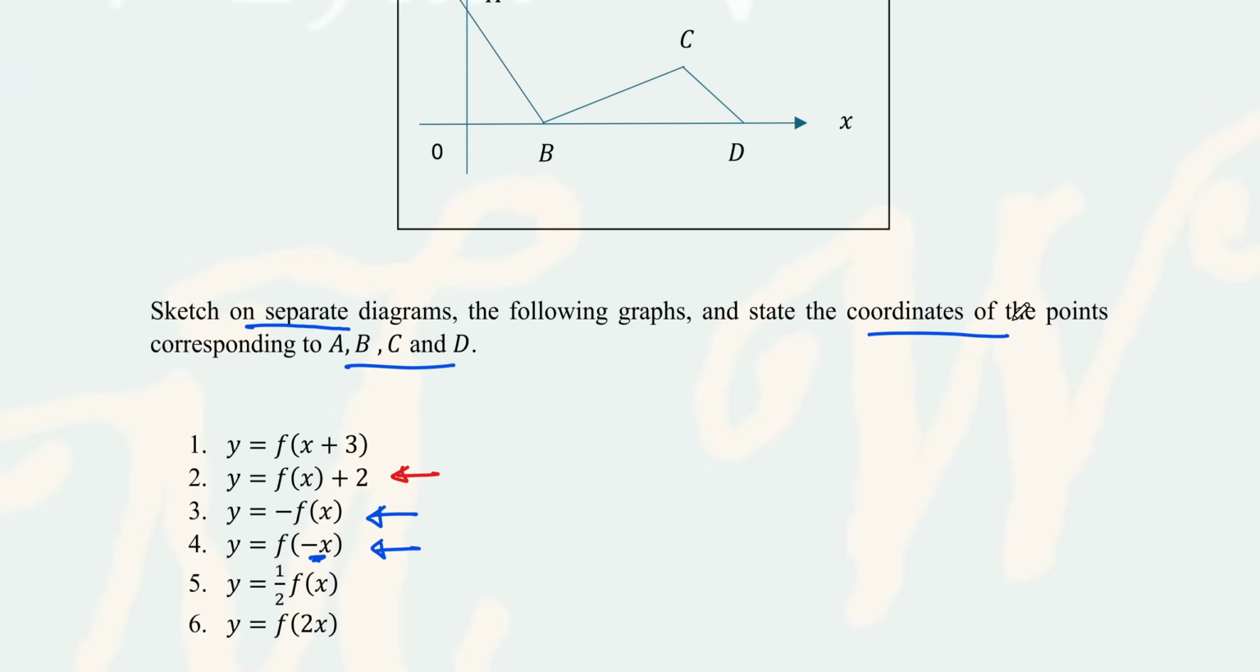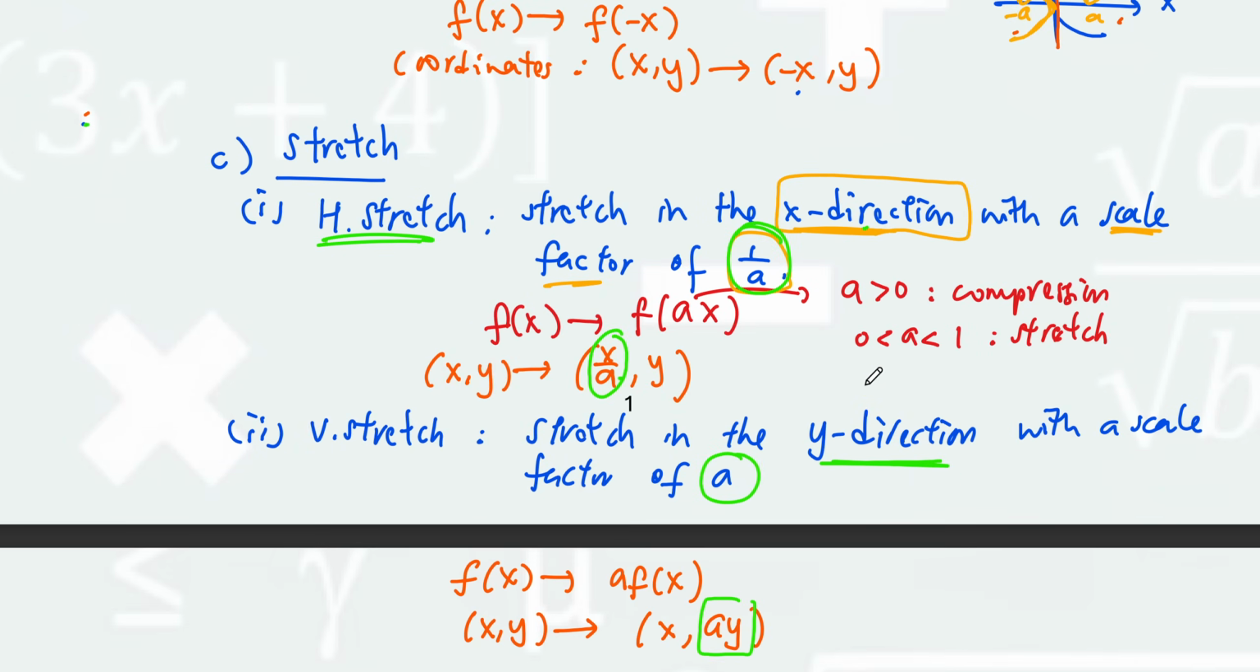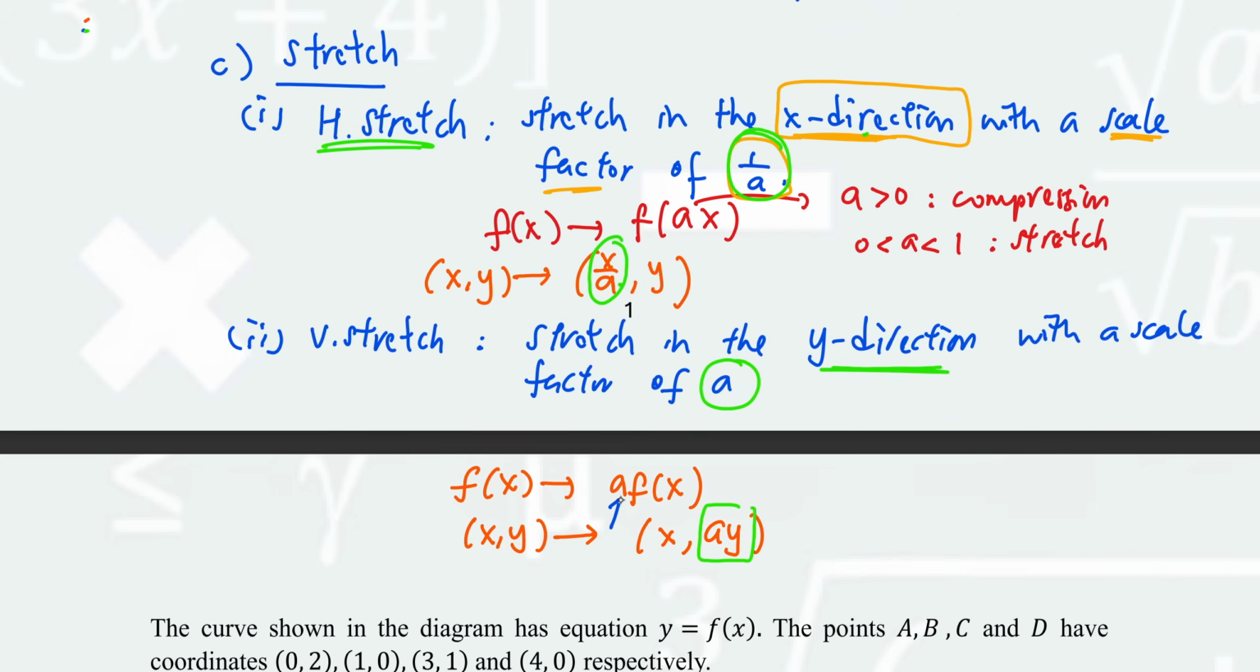Now, question number 5. You need to get half f(x). You see the half is outside, it is not together with the x. That means this will be the effect. This will be giving you the effect on the y values because the half is not with the x. Alright, so now let's check. If you times the constant outside, it will be a stretch in the y coordinates with a scale factor of a. Stretch in the y direction with a scale factor of a.